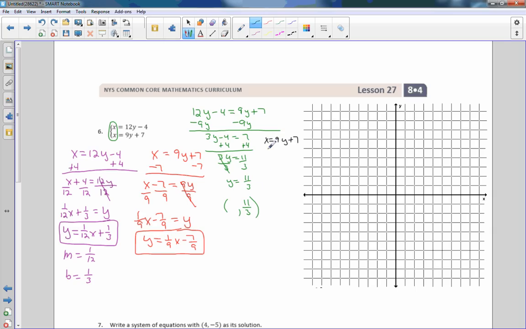But y is 11/3. So x equals 9 times 11/3 plus 7. Well, these 9's and 3's reduce to 3. 9/3 is 3 times 11 is 33 plus 7, and x equals 40. So I have the point (40, 11/3). All right, so obviously we need to take that into consideration when graphing.